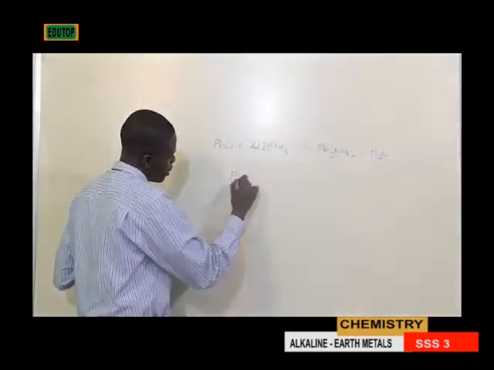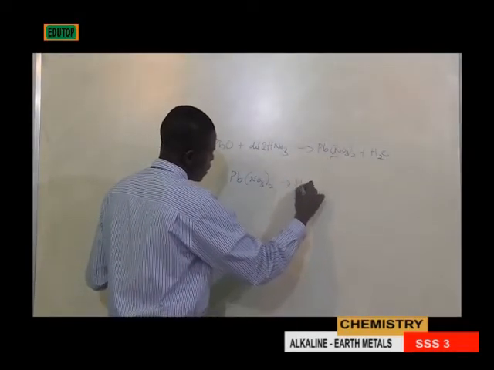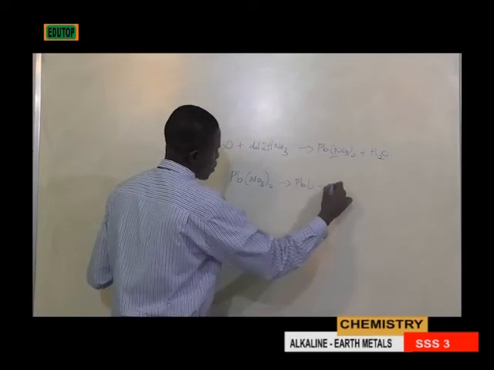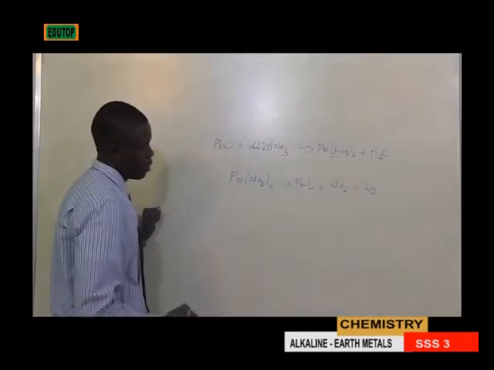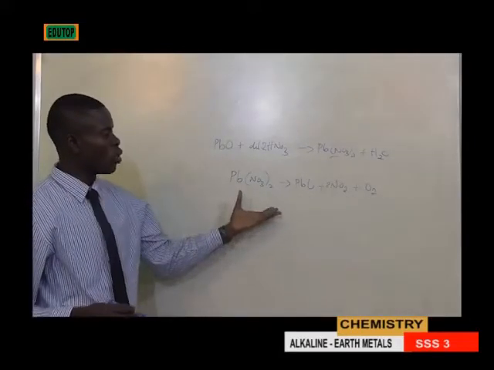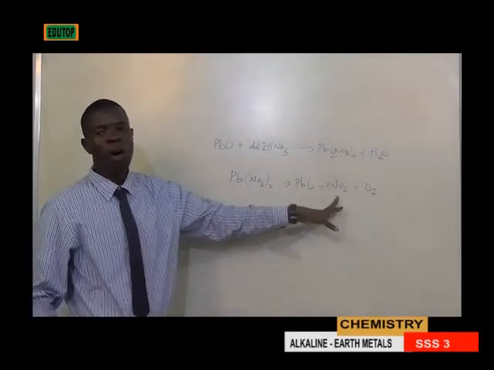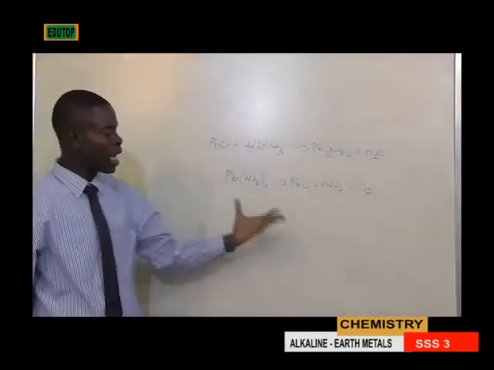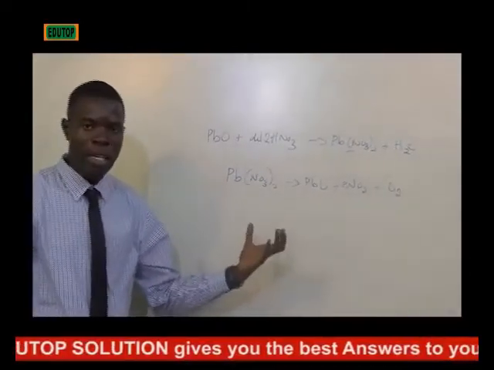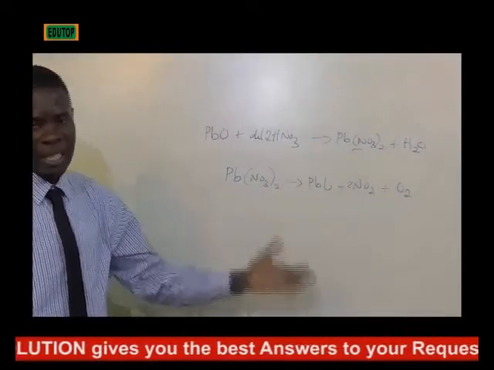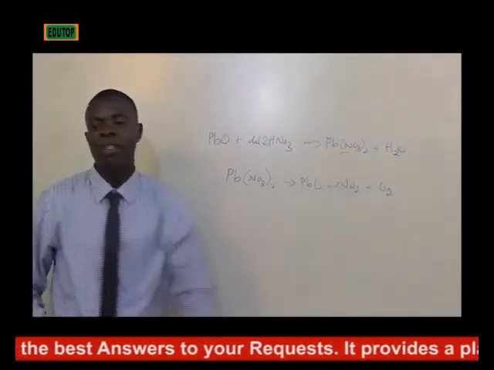When it is heated, it decrepitates to these 3 entities. So this is what you have: lead 2 oxide, nitrogen 4 oxide, and oxygen. So that is what is meant by when it decomposes or decrepitates. That means it's very unstable, which when heated gives the following byproducts.